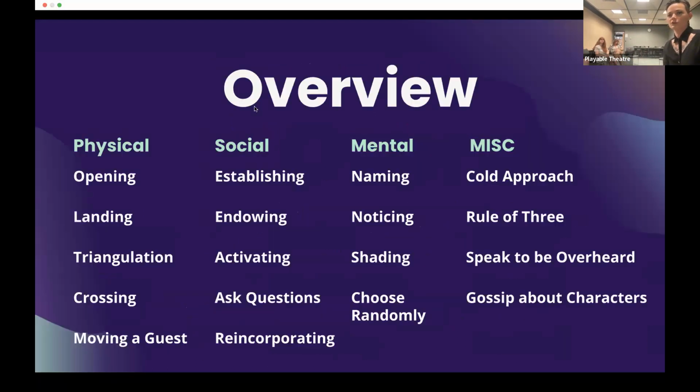Okay, so we're going to jump right into some of these techniques. This is just an overview of all the different techniques that I'm going to talk about. We have things that are physical, things that are social, things that are mental, and some things that are miscellaneous, like really good tools and tricks, rules of thumb for you to apply.